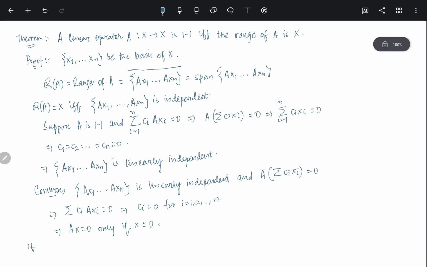Okay. So if now Ax equals Ay, that will imply A of x minus y is going to be 0 by linearity, and that will imply x has to be equal to y. And that will imply that A is 1-1. So basically, you see, you started with the linearly independent set, you showed it is 1-1, and the converse also. So we can actually say that the linear operator A is 1-1 if and only if the range of A is going to be the whole of X.